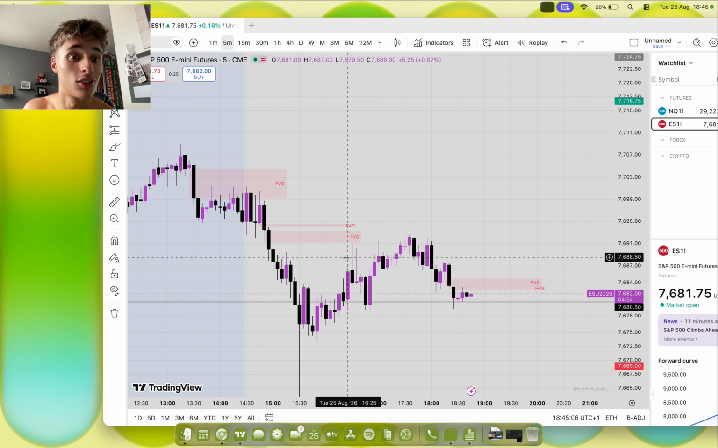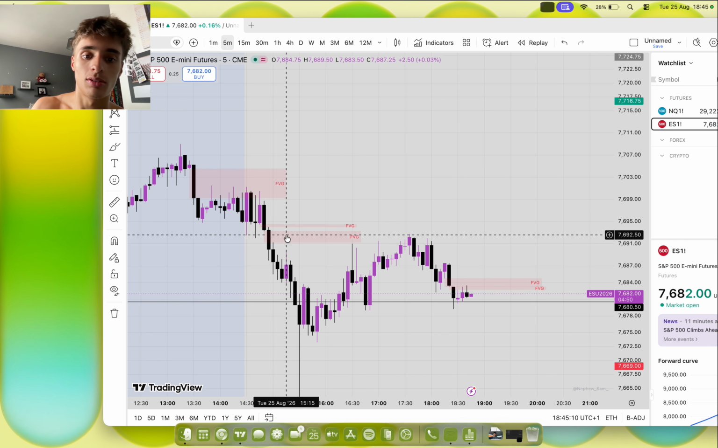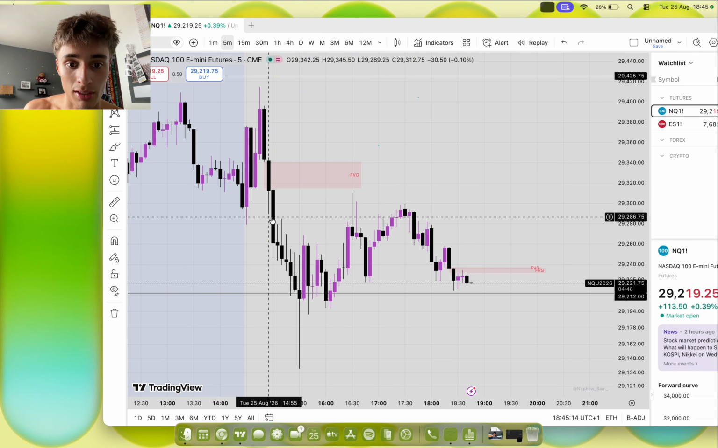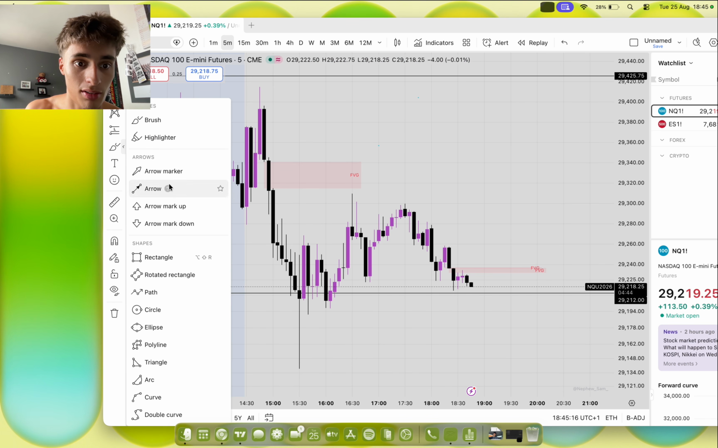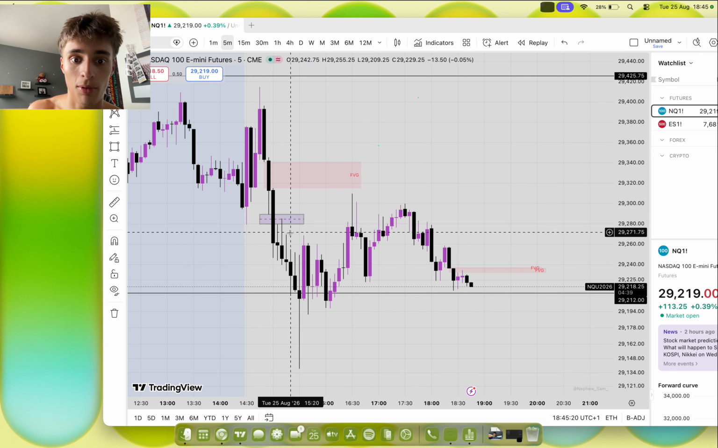And on ES, we do nothing. We go up like this, a tiny little retrace here. We don't go into equilibrium or the gap. On Nasdaq, we go into this gap. Let me mark it out. We go into this gap on Nasdaq.